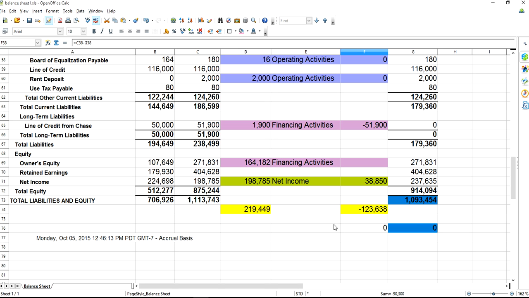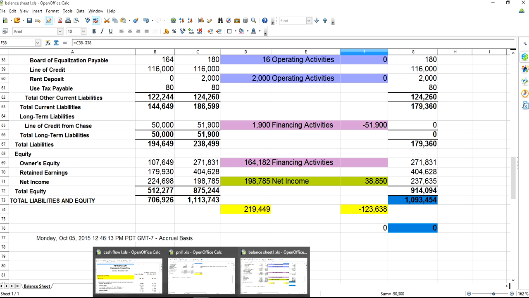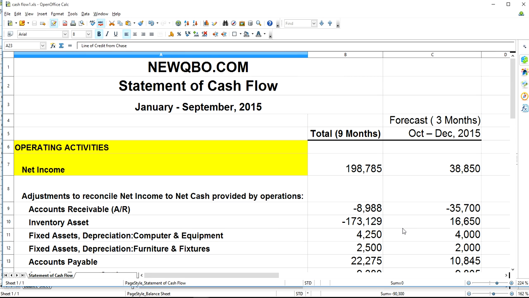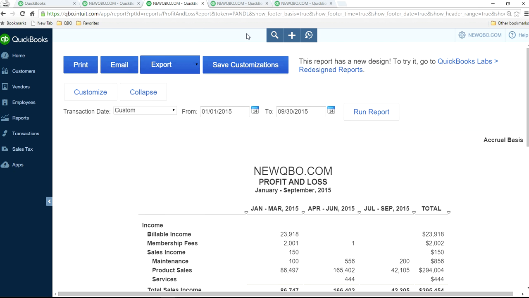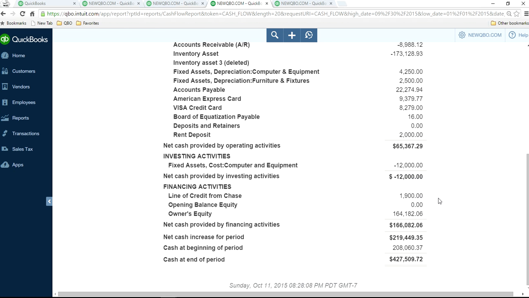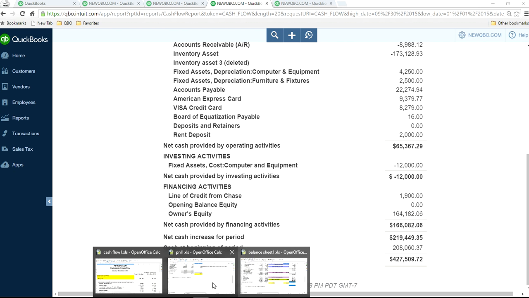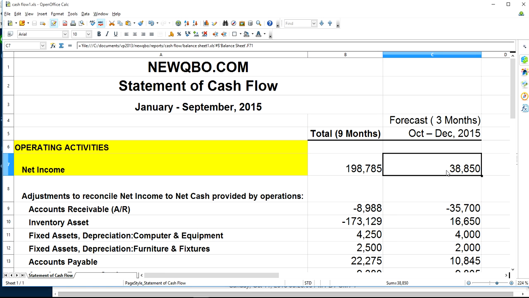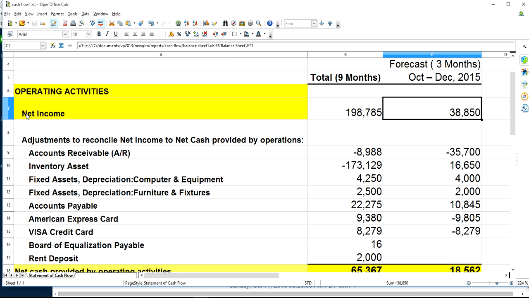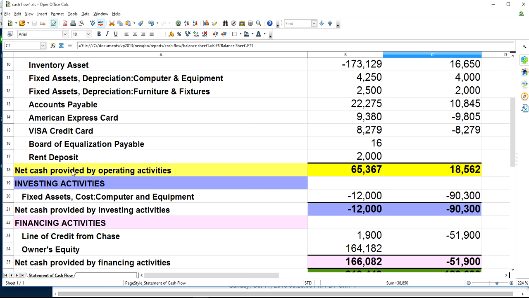That's our forecast here. So once you have all these numbers, then you can go to the cash flow forecast format, which is this. This is the statement of cash flow format you get from QuickBooks Online, right here. And this is how you get it. Okay, so the net income is 38,850. That's from your P&L, and then the change in your AR, inventory asset, you get all those from your balance sheet, and in here is your net cash from operating activities, 18,562.